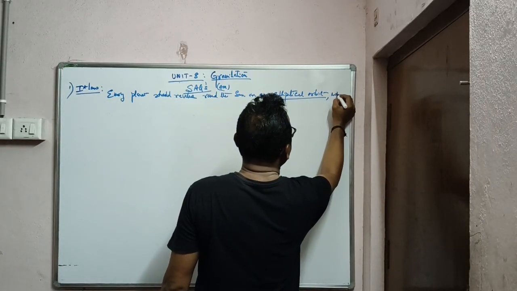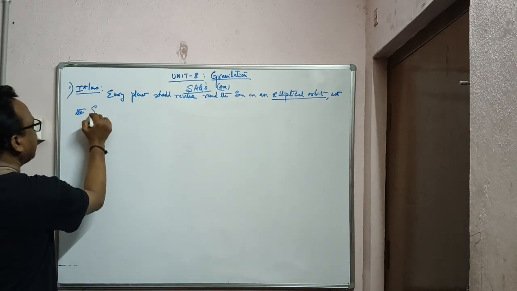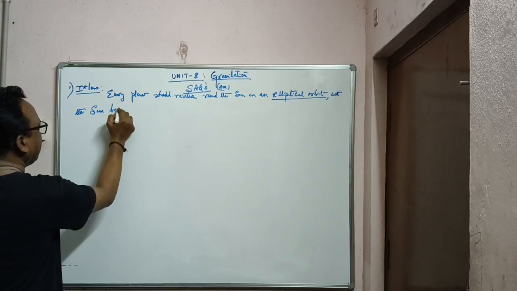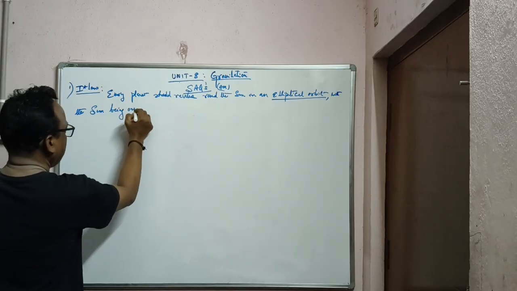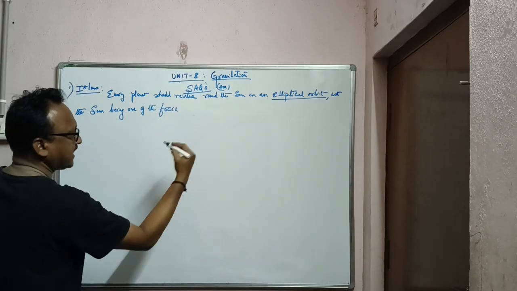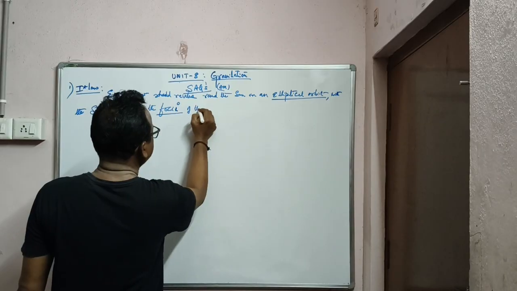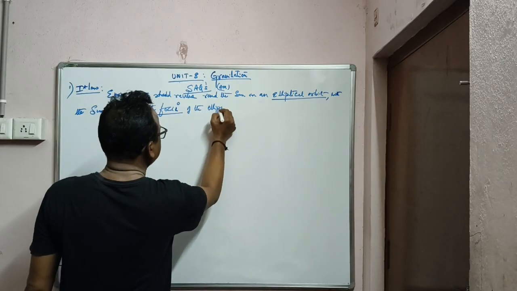With the sun being one of the foci of the ellipse, plural foci, either F1 or F2. One of the foci of the ellipse. This is the first statement.